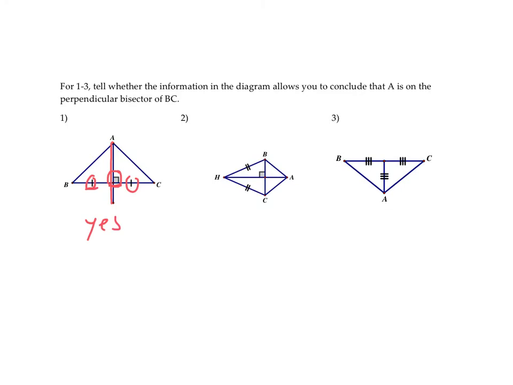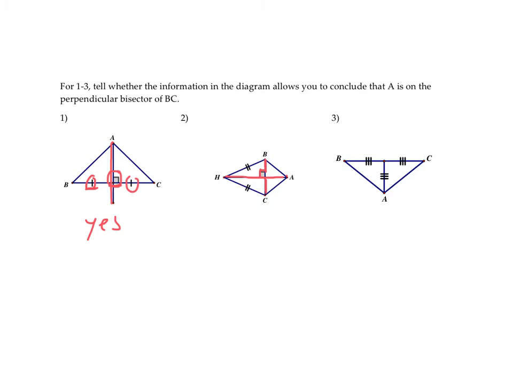Number 2, it's not quite as obvious. If I take a look at where point A is, and it's along this line segment, I would say yes, it's perpendicular to BC, okay? But I don't see markings that show that these two segments are congruent. So in this case, we're actually going to use the converse of the perpendicular bisector theorem.